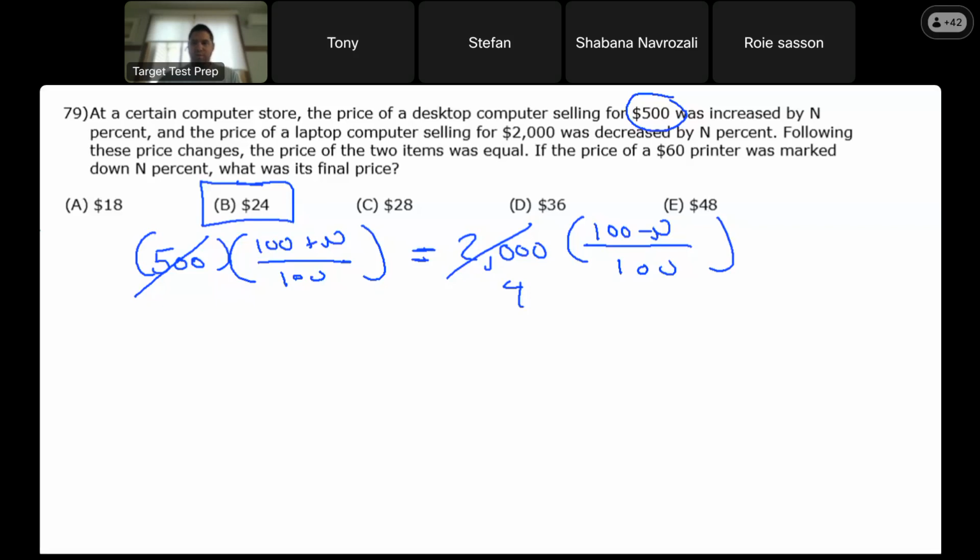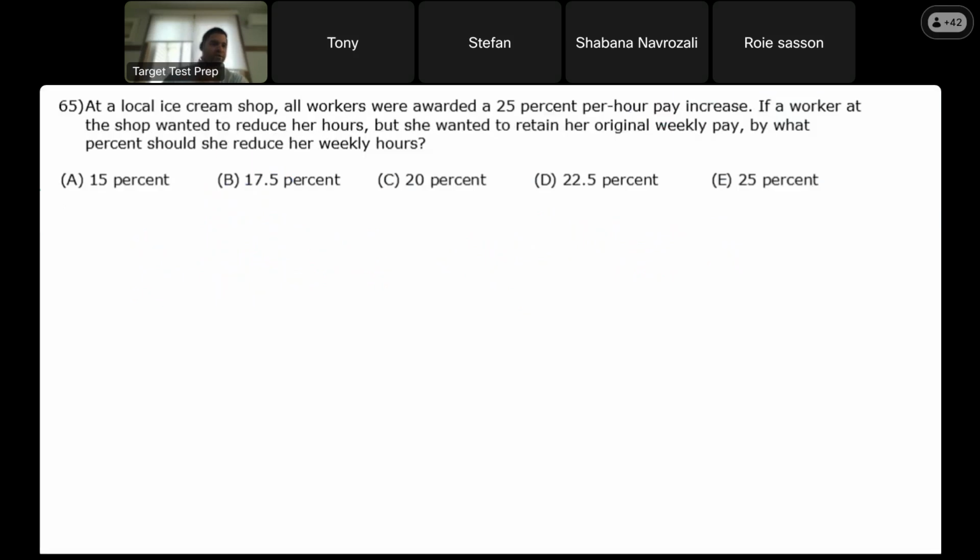Seems like everyone's good with the one we just did. That's good. Okay, this is another cool question. I wouldn't say this is the hardest question in the world, but there's definitely a strategic way to deal with it, which is something I really like.